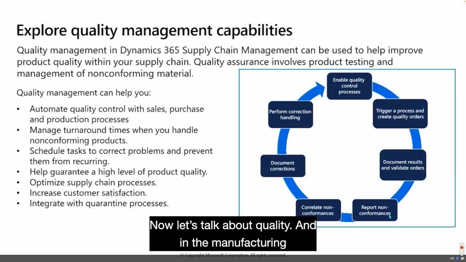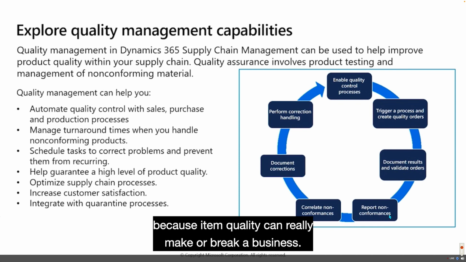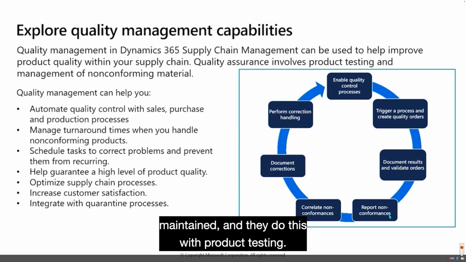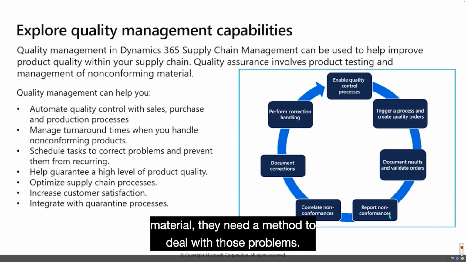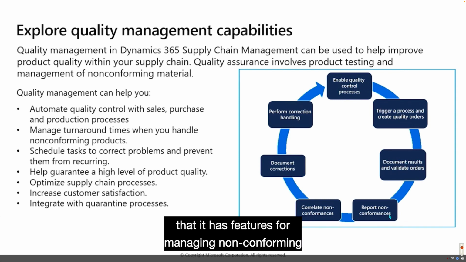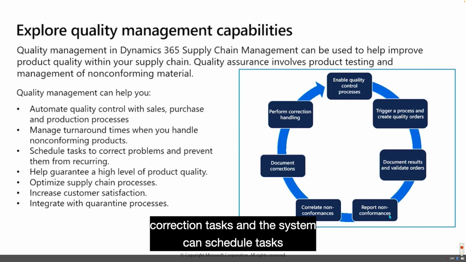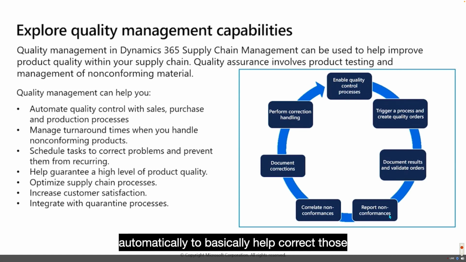Now let's talk about quality. In the manufacturing industry, you're going to be hearing about quality assurance, also known as QA, a lot. It's so important because item quality can really make or break a business. So what organisations have to do is ensure quality is maintained, and they do this with product testing, and when there are issues detected, known as non-conforming material, they need a method to deal with those problems. Where the supply chain management app is great is that it has features for managing non-conforming products, like having turnaround times managed, correction tasks, and the system can schedule tasks automatically to basically help correct those problems and prevent them happening in the future.